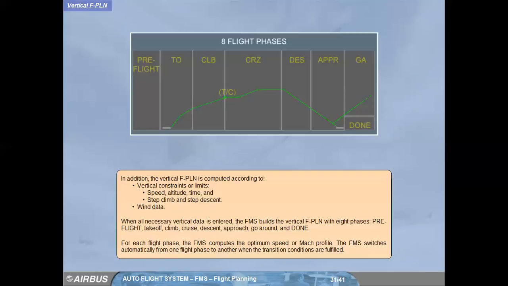Vertical flight plan is computed according to vertical constraints or limits, speed, altitude, time, and step climb and step descent. Wind data. When all necessary vertical data is entered, the FMS builds a vertical flight plan with 8 phases: pre-flight, takeoff, climb, cruise, descent, approach, go around, and done. For each flight phase, the FMS computes the optimum speed or Mach profile. The FMS switches automatically from one flight phase to another when the transition conditions are fulfilled.